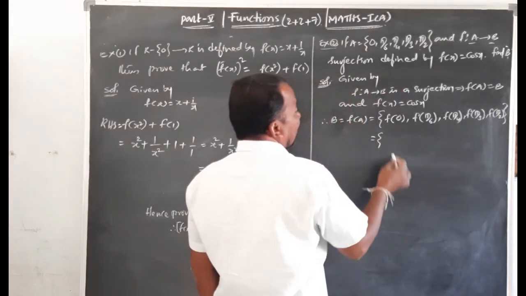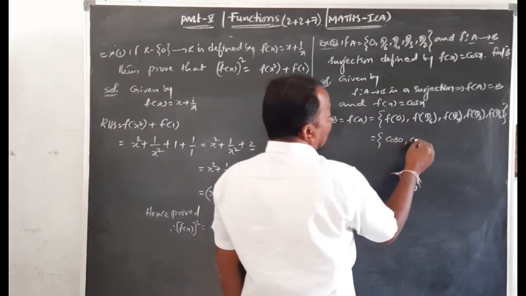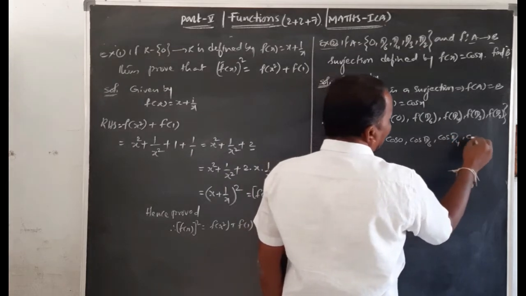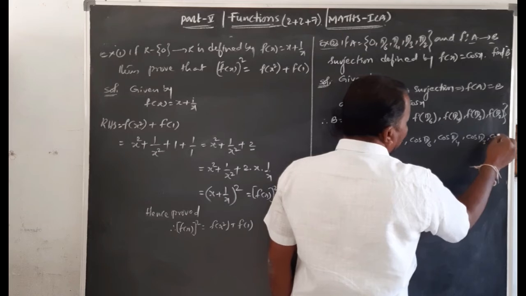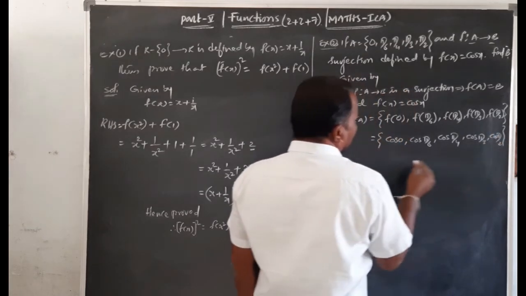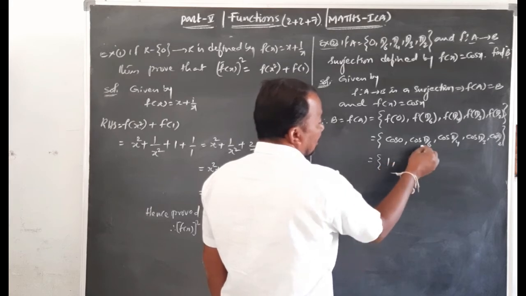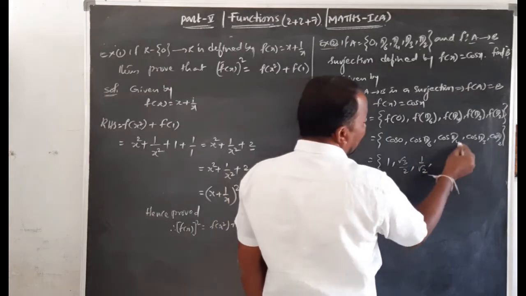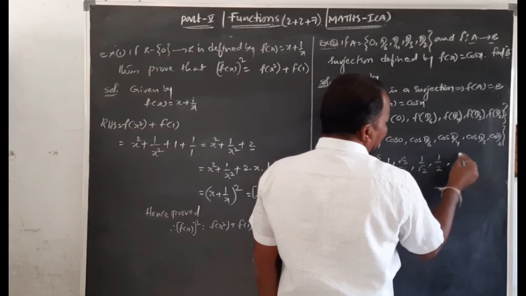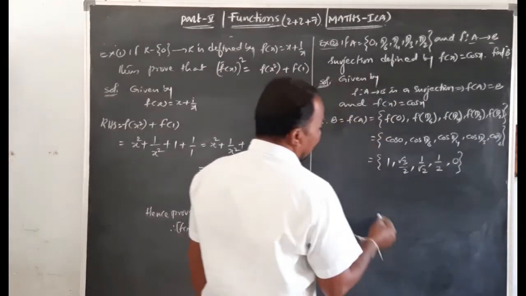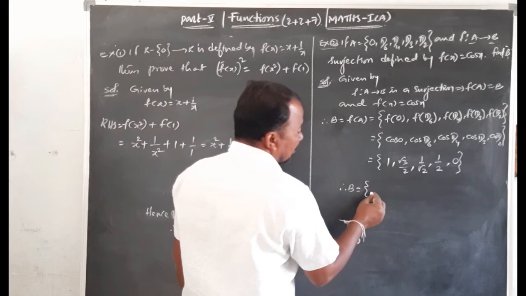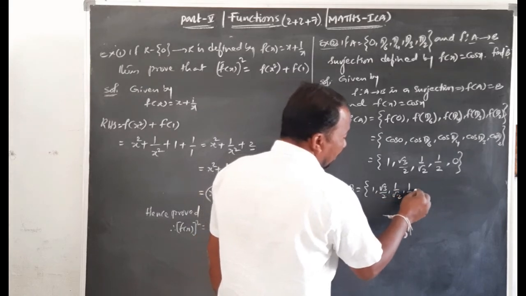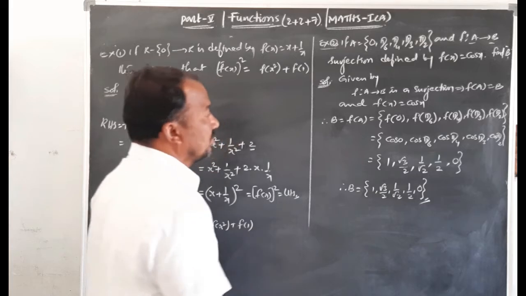So f of 0, cos pi by 6, cos pi by 4, cos pi by 3, cos pi by 2. cos 0 is 1, cos 30 is root 3 by 2, cos pi by 4 is 1 by root 2, cos 60 is 1 by 2, cos 90 is 0. This is B. Therefore B equals the set of 1, root 3 by 2, 1 by root 2, 1 by 2, 0.